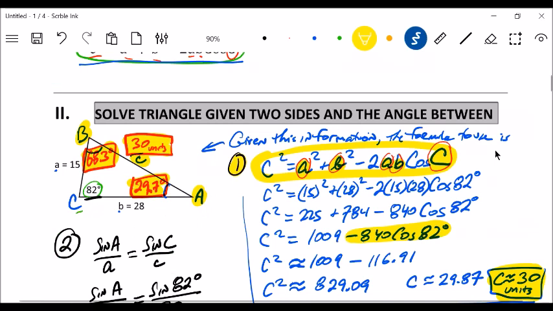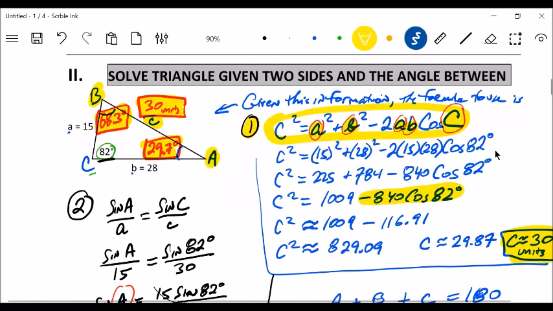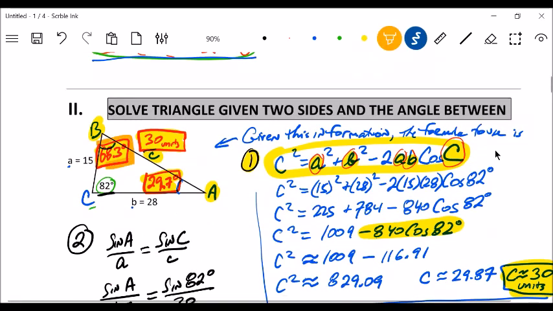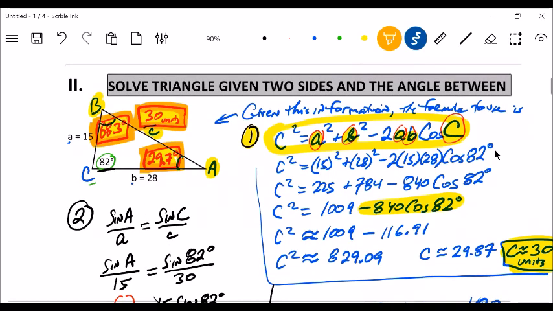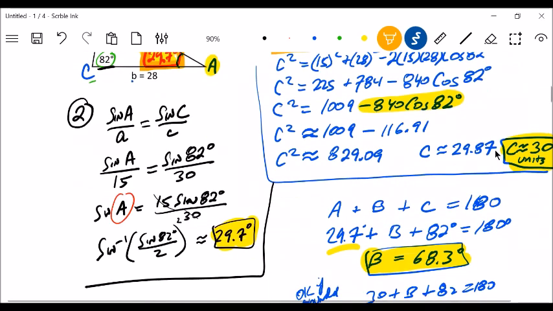Okay, got that right. And so those are our answers for it. Solving it means finding the 3 things that were missing. And we just did it. And we did it by using the law of cosines, and then we had enough information to use law of sines, and then, of course, the 180-degree rule for angles in a triangle.